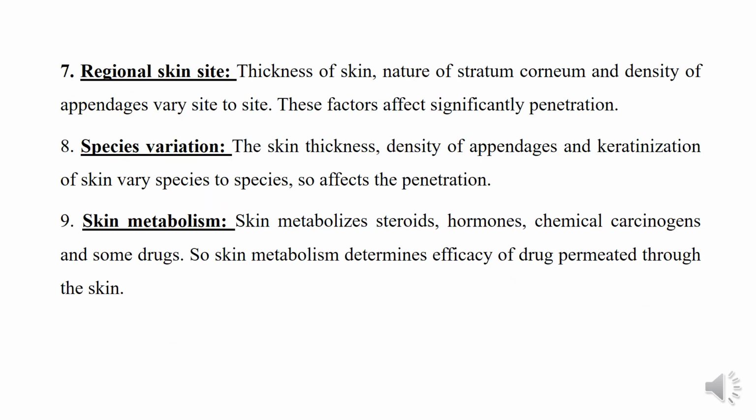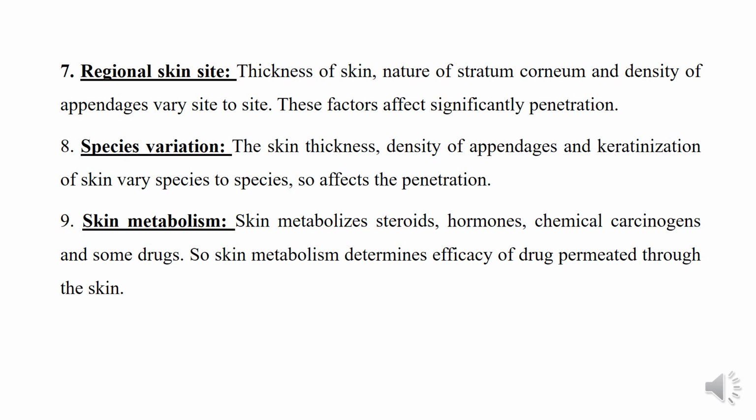Next is regional skin site, species variation and skin metabolism. Regional skin site species variation mostly explains the physical characters of the skin. As the physical characters change from species to species or person to person, the permeation of the drug also depends on that. It will be different. Next is skin metabolism.